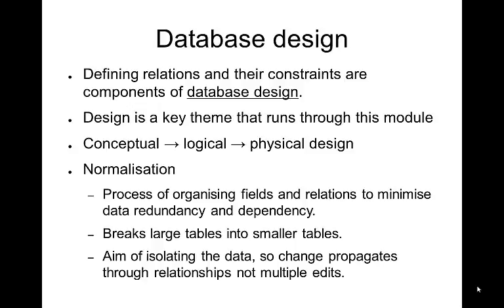There is also a relational table design. There is a formal process called normalization, which is a formal process of organizing fields and relationships to minimize redundancy of data, redundancy being duplication of data, and the dependency between items of data in a database. And we're going to be meeting that later on. So just saying that there's this theme of design that we're going to meet at various points in the module.